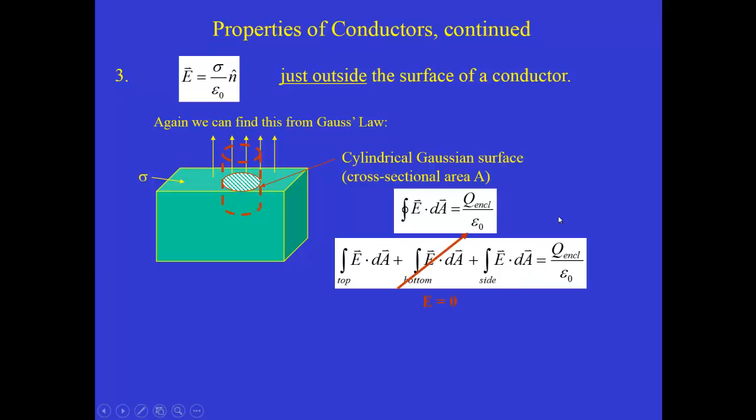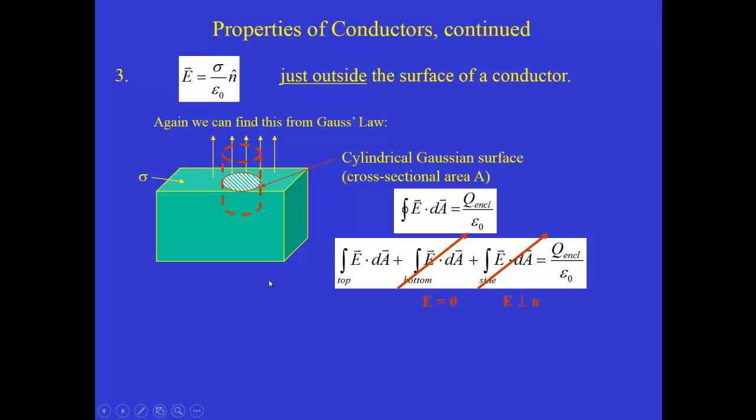The bottom surface gives us a zero contribution because the bottom surface is inside the conductor, and we've already deduced that the electric field down there inside the conductor is zero. So that integral goes away. The side integral also goes away for a different reason, because the dA vector for the side would go radially outward away from the axis of the cylinder, and that's perpendicular to the electric field direction.